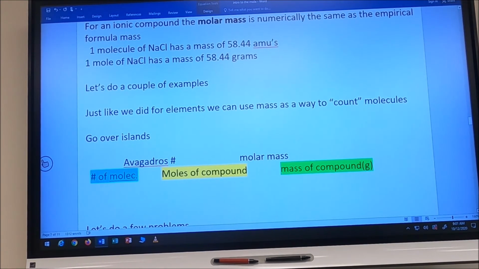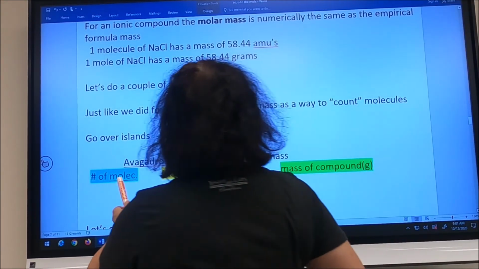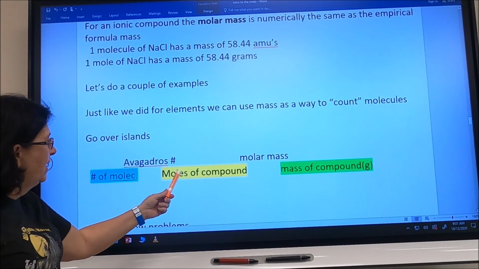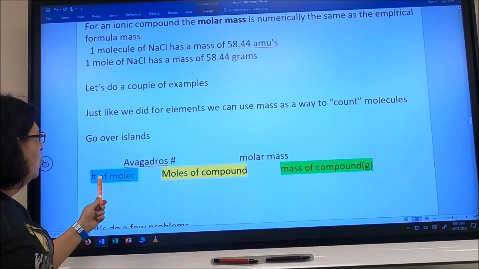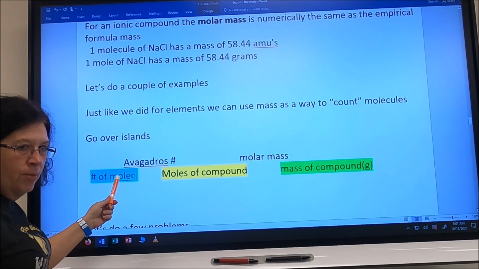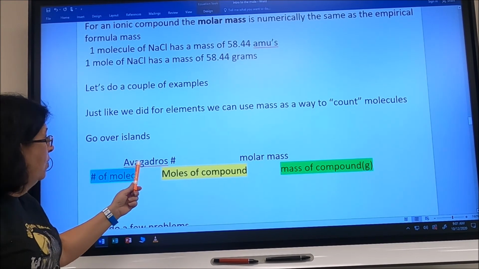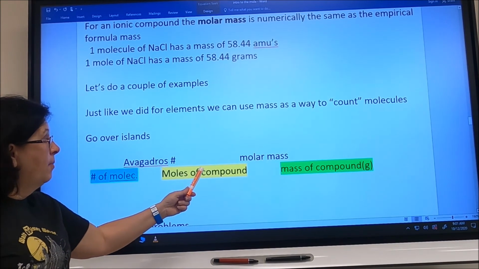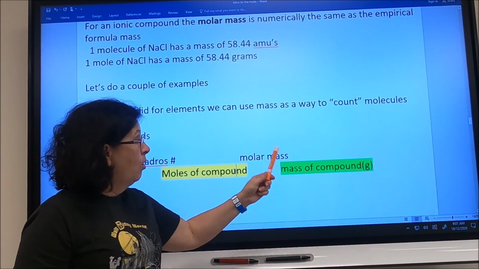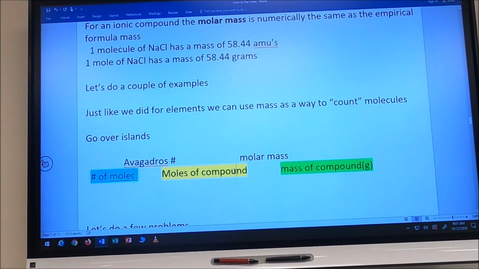Now, just like we did for elements, we can use mass as a way to count molecules. So let's think about the relationships. If I have a number of molecules, I can use Avogadro's number to get me to moles of that compound. You could also say number of formula units, because sodium chloride's only going to have formula units, no molecules. So I can use Avogadro's number to go to moles of the compound. Once I'm in moles of the compound, I can use molar mass to go to mass of the compound. Okay? So we're going to look at a few example problems.